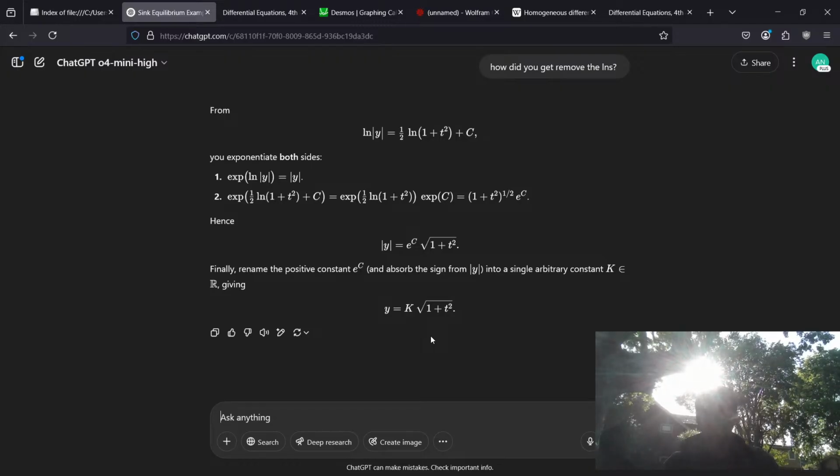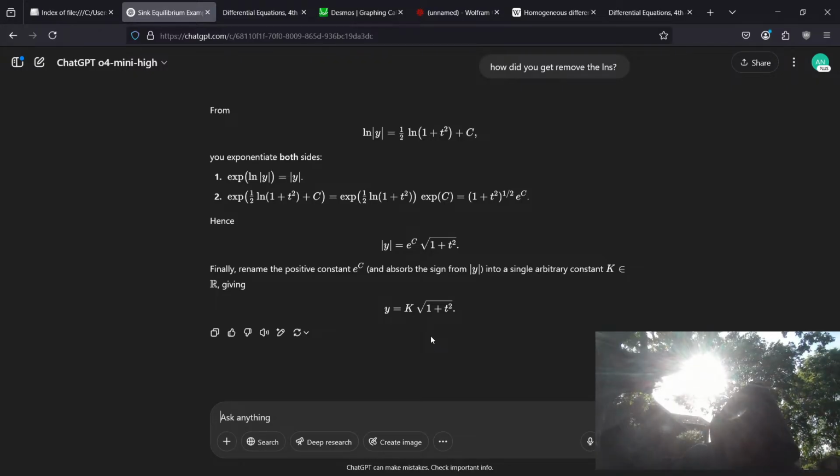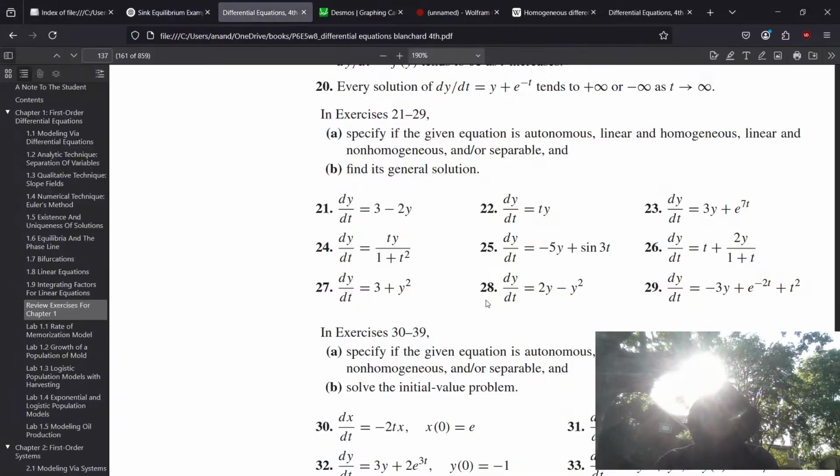Oh, yeah, dude. Because 1/2 ln x is equal to ln x to the 1/2. That is what I was missing. So then this becomes y equals c times (1 plus t squared) to the 1/2. So okay, cool. I just missed an identity. But honestly, that wasn't the worst. Okay, that was 24. 25.